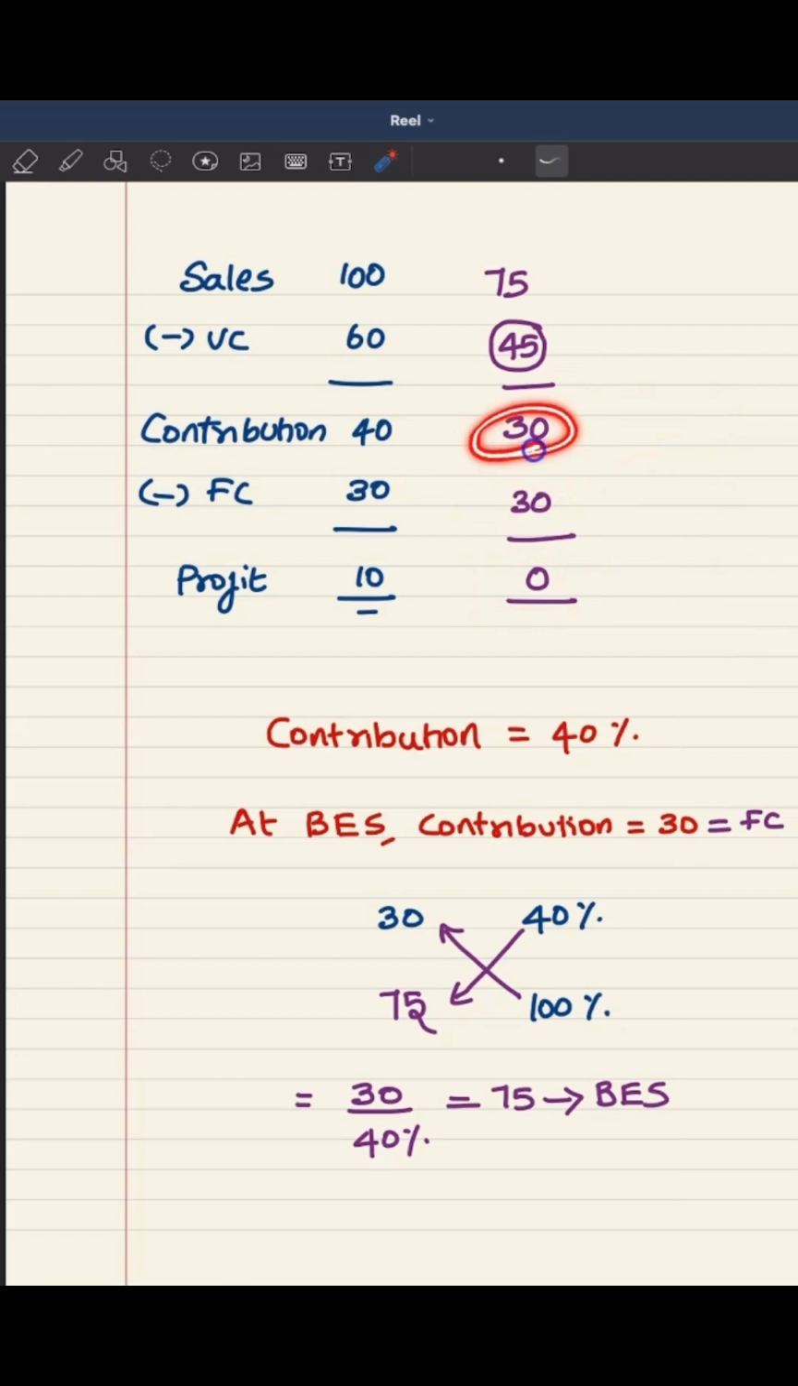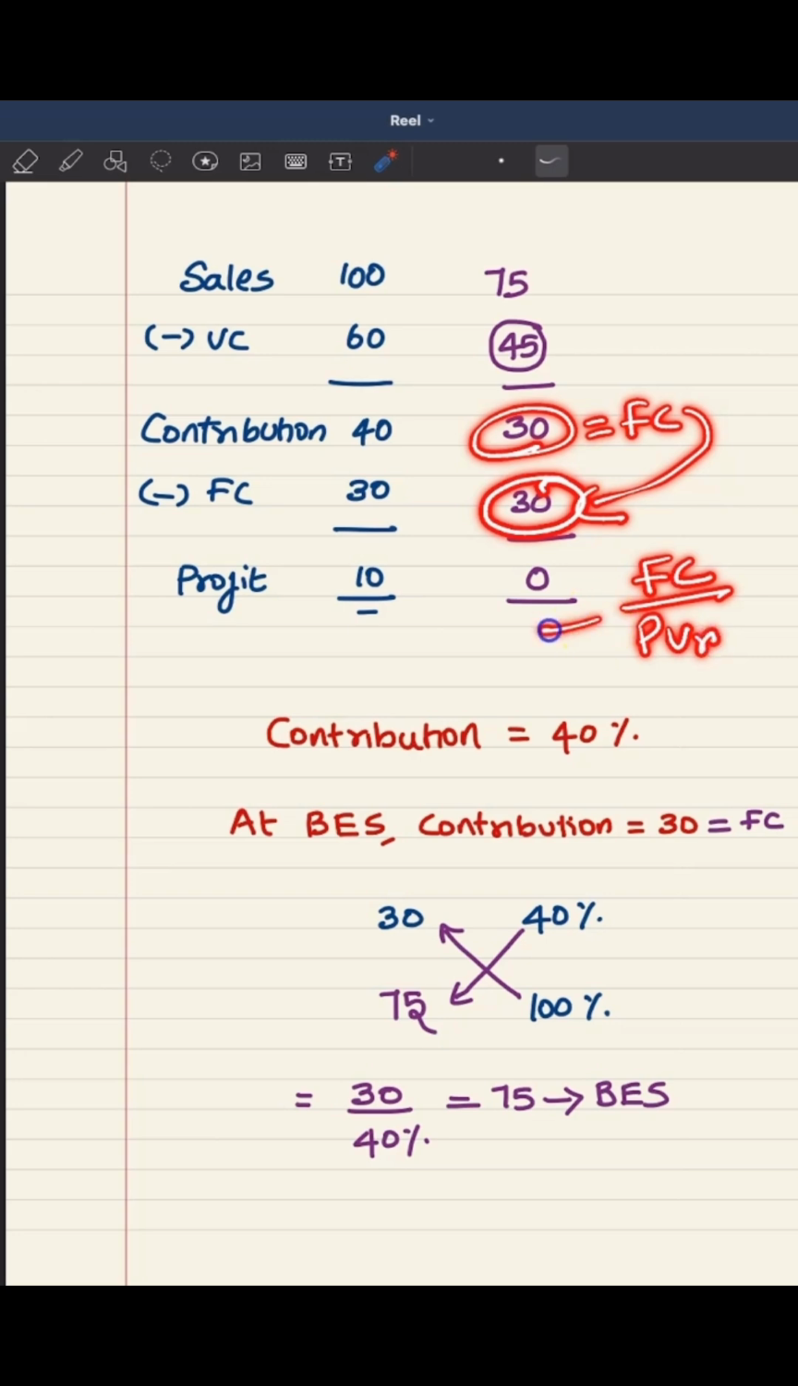So what is this 30? This 30 is contribution, but it is also equal to fixed cost of 30, right? And in break-even sales computation, generally we will be having information about fixed cost. So fixed cost, since it is equal to contribution, we can take fixed cost and divide it by PV ratio, and that will help us to find out break-even sale. In this case also, we have taken 30, divided it by 40%, which helped us to find out 75, which is the break-even sales.